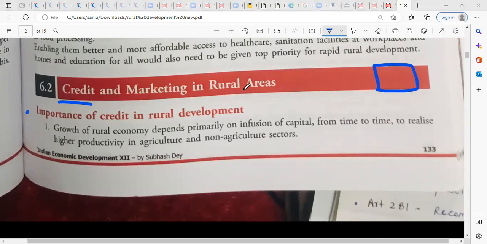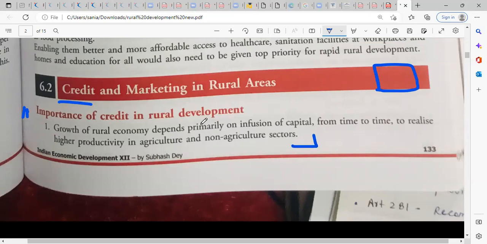In rural area, most of the people are poor. So over there, credit is very, very important, right? First you will give a heading, credit and marketing in rural area. Then you will write hashtag, importance of credit in rural development. The growth of rural economy depends primarily on infusion of capital from time to time to realize higher productivity in the agriculture and non-agriculture sector.